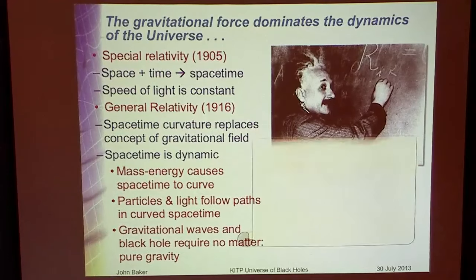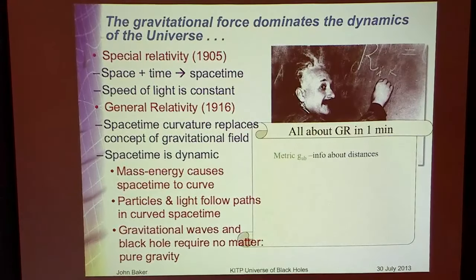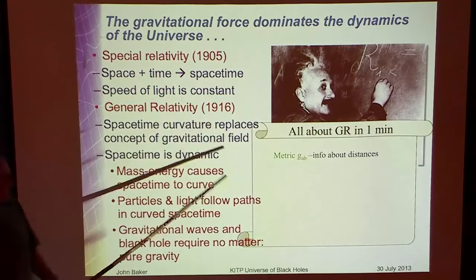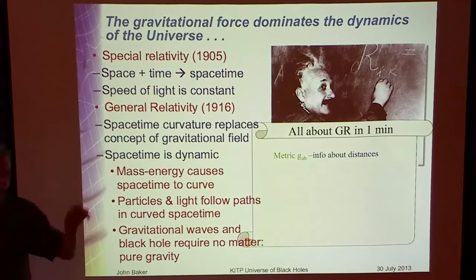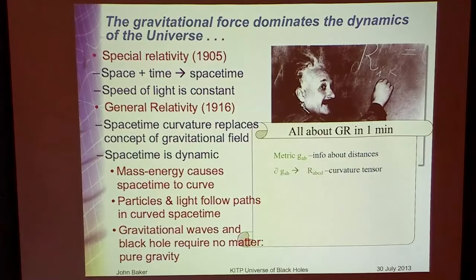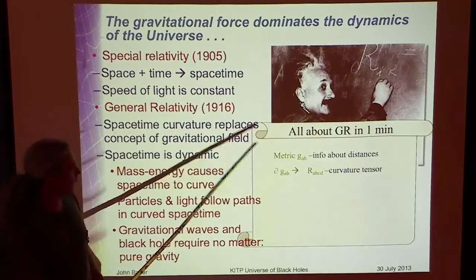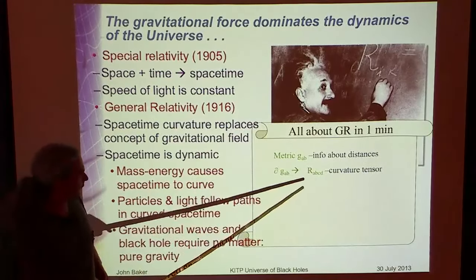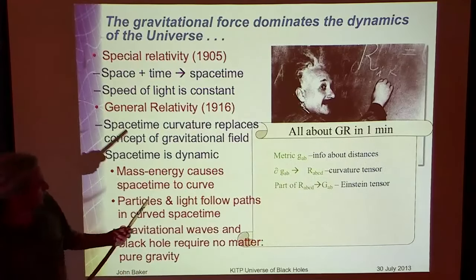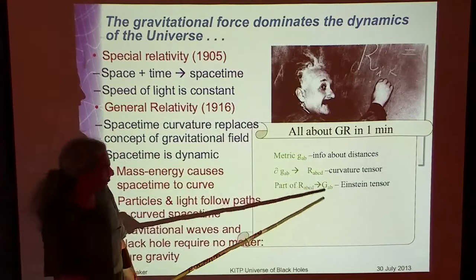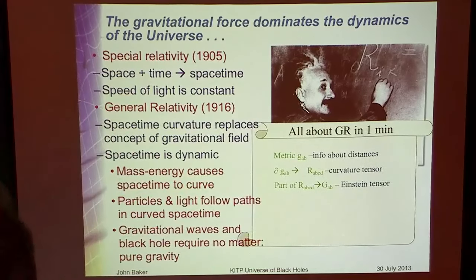And this is the mathematical version. There's a quantity called the metric that tells you information about distances between points. I know this is very introductory. And then in order to do calculations, we need to take derivatives. This is really a gauge quantity, but to get something more physical, we take derivatives of that and get a curvature tensor. And parts of the curvature tensor are what go into the Einstein field equations and give us a part called the Einstein tensor.